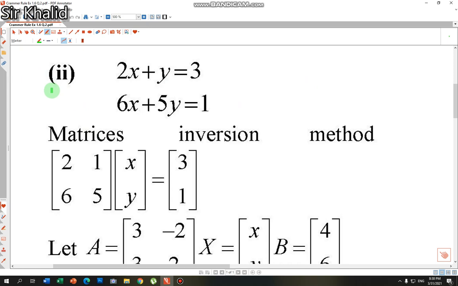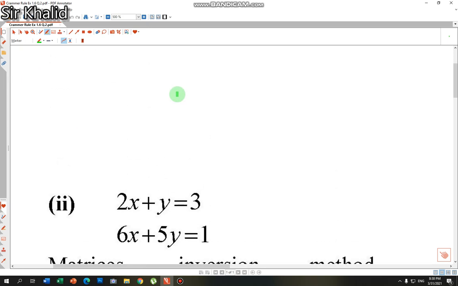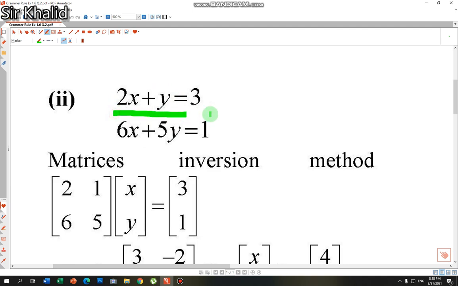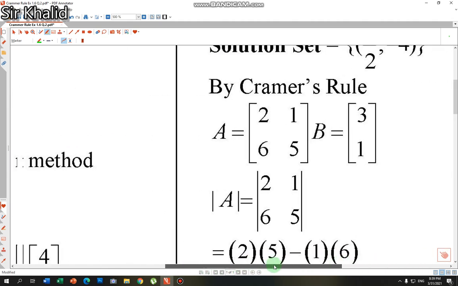Consider the following system of linear equations: 2x + y = 3, 6x + 5y = 1. I have to solve this system of linear equations with the help of Cramer's rule.